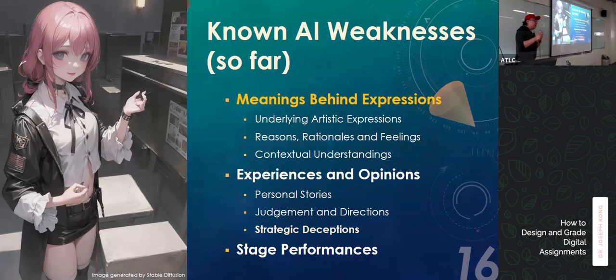First of all, we can look at it from a more artistic point of view. They can generate an image, maybe a poem, maybe a piece of music. But AI cannot tell you the meanings behind some kind of artistic expression. So this is one of the weaknesses of AI that you can design your assignment to tackle: you ask the student to give you some underlying rationale, why they design something, why they talk about something, why they put some elements into the PowerPoint or into a picture, something like that.